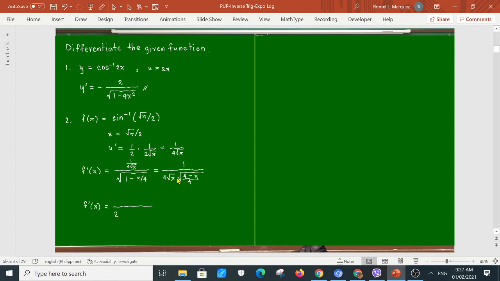I can plug in the 2 inside the square root. So we get square root of 4 times square root of 4 minus x. So that is square root of x times square root of 4 minus x. So x times 4, because same radical, x times 4 is 4x, x times x is x squared. Numerator is 1. Okay, guys?